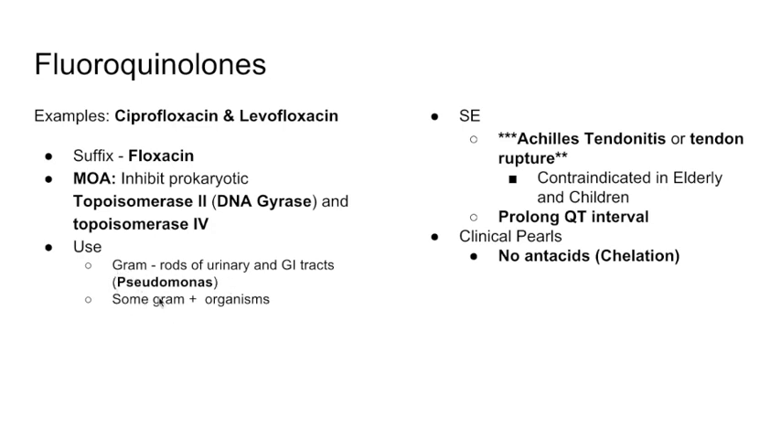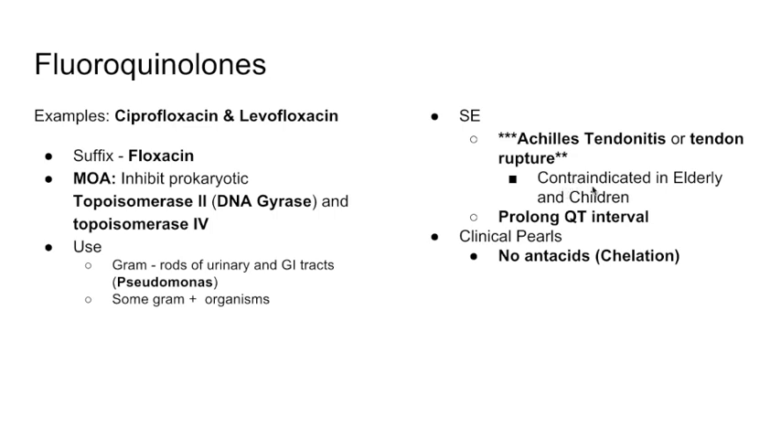The biggest thing that fluoroquinolones do is that they cover Pseudomonas. They have a great Pseudomonas coverage, and they have other gram-negative rod coverage. So they're used for urinary and GI infections. Side effects are pretty important and high yield for fluoroquinolones, in that they can cause Achilles tendonitis. So think of the fluoroquinolones as sort of attacking your tendons, and it causes tendon ruptures.